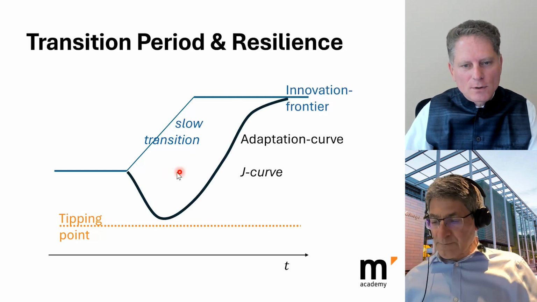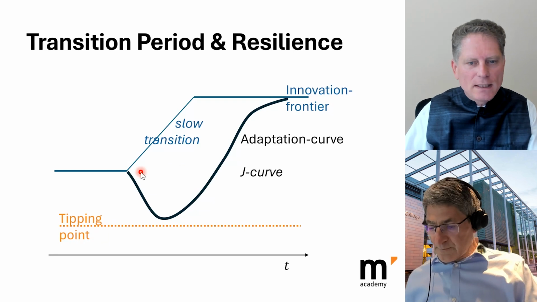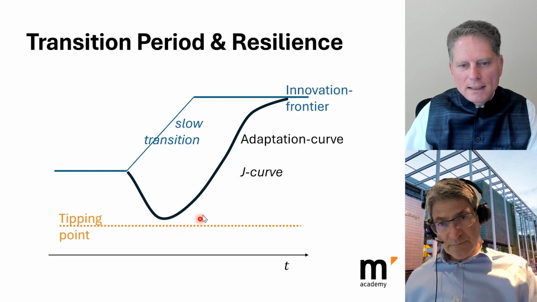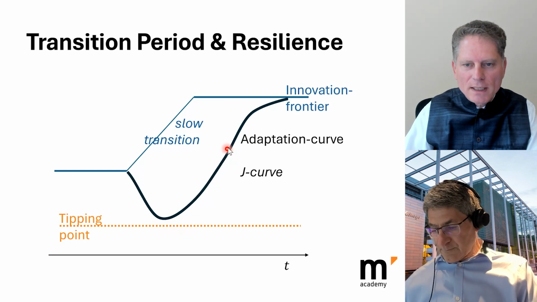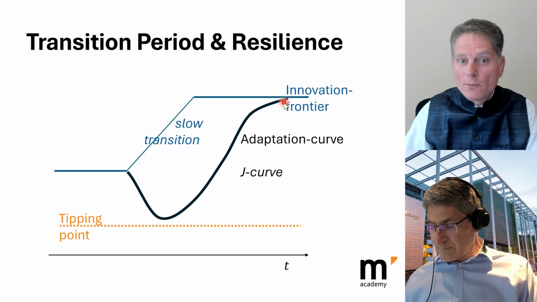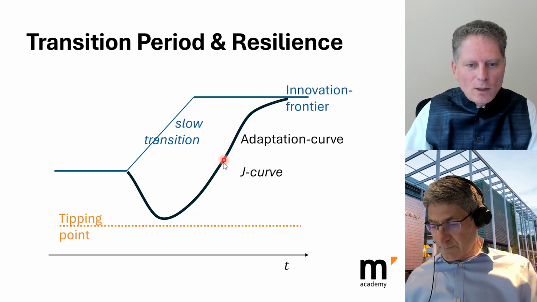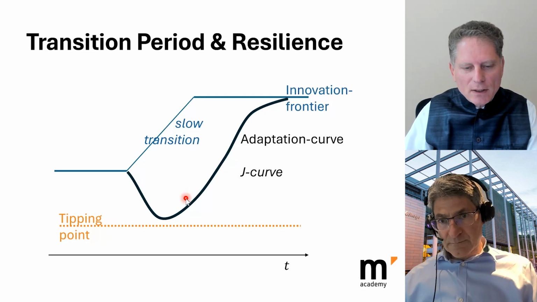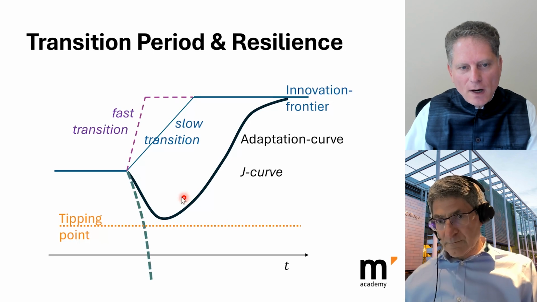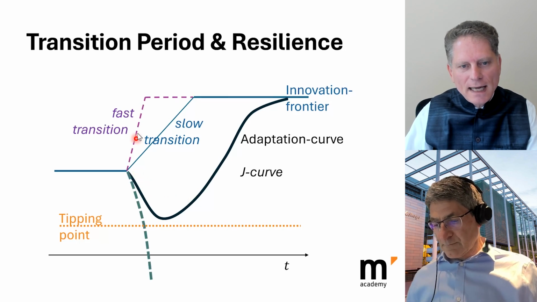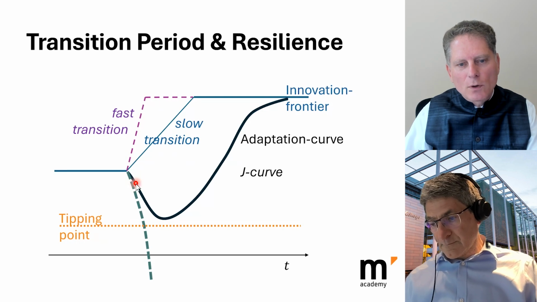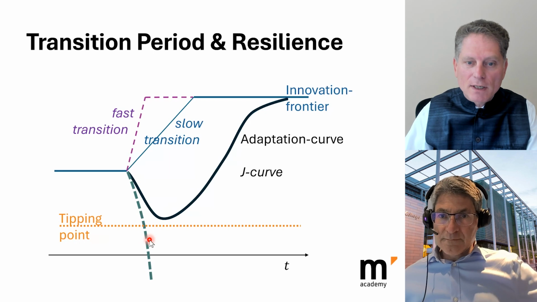So first, the old technology gets outdated, but it takes a while until we learn using the new technology, and then we actually get a downturn first before we catch up and go to the new frontier, hopefully. Of course, there are also some tipping points sitting around, and we might ask if the transition occurs very fast, like in this case in the dashed line, then the J-curve effect might be more dramatic. So you go down, the setbacks are even more dramatic, you might hit a tipping point and then you might never come back.